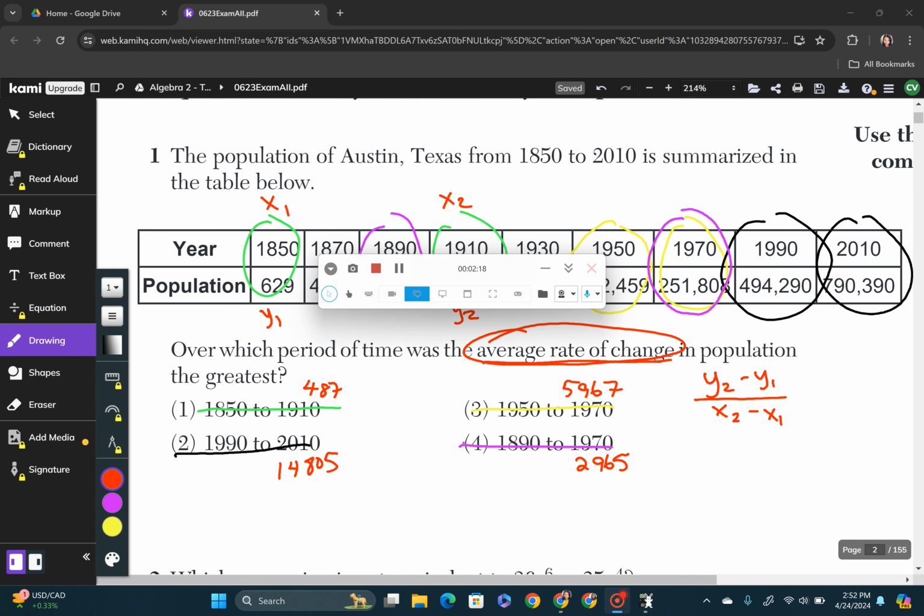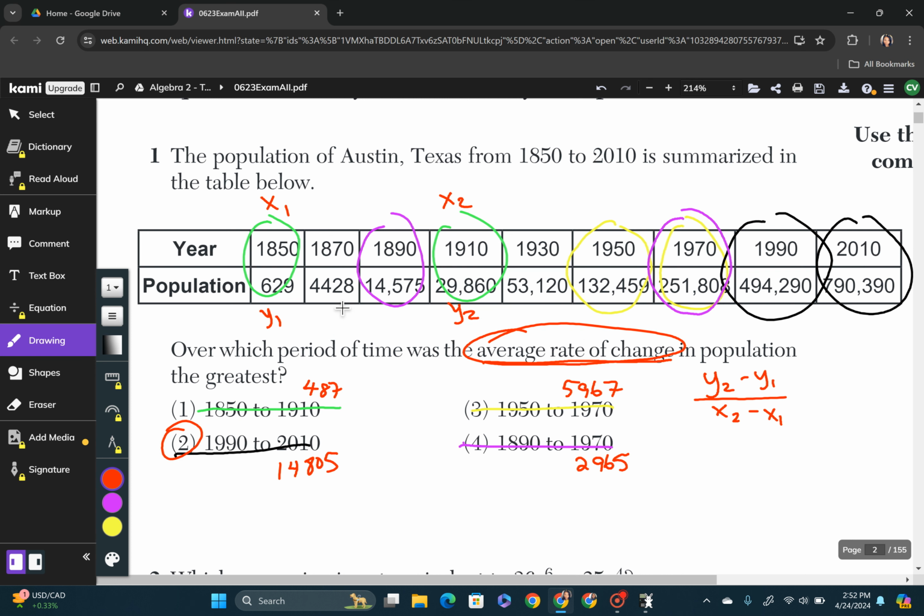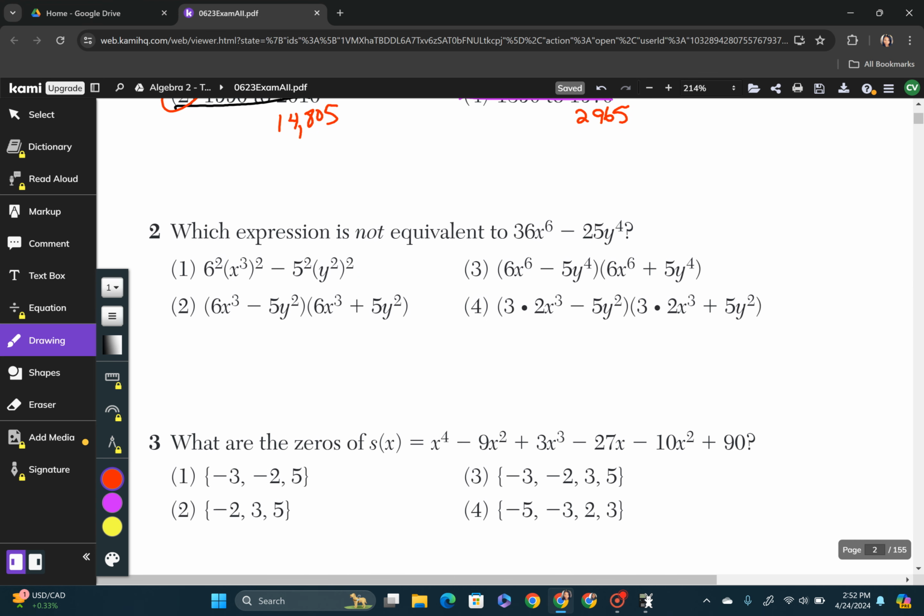And the last thing you have to do is compare it. So looking at the answers to all 4 of these, the one that is the largest is 14,805. So the answer choice is number 2. Okay. Question number 2. Keyword here is which is not equivalent.